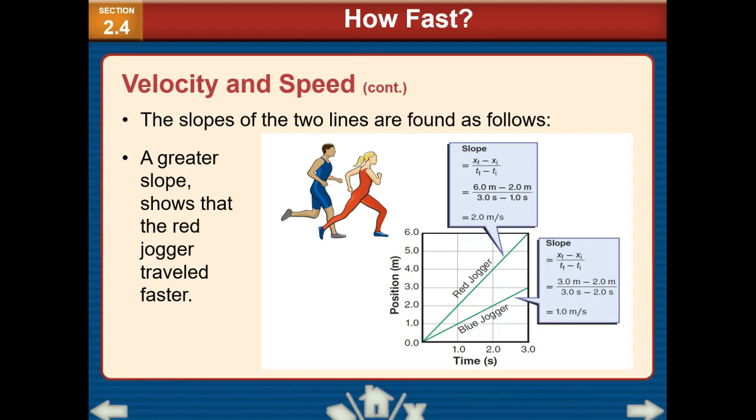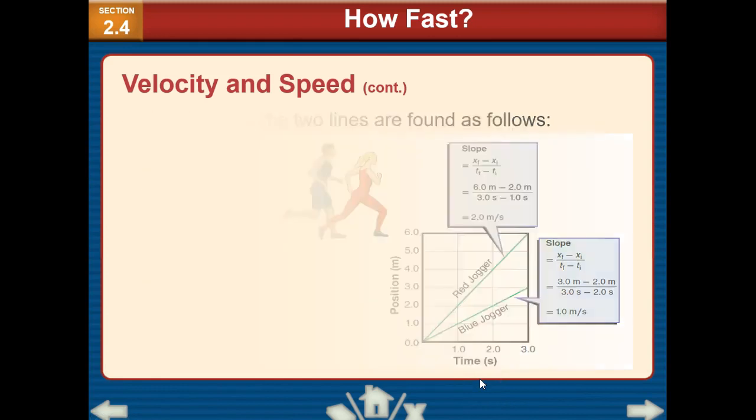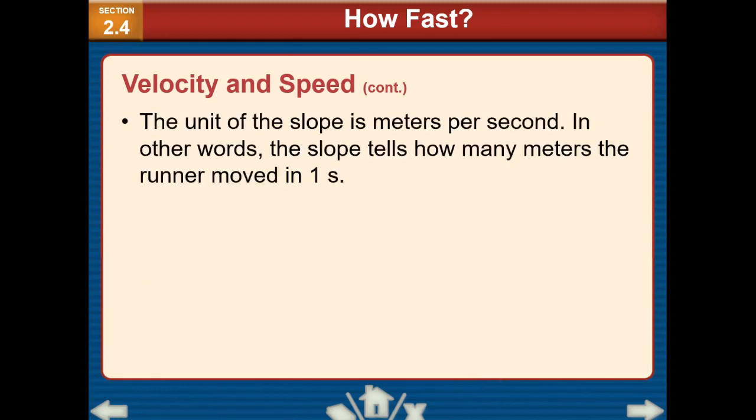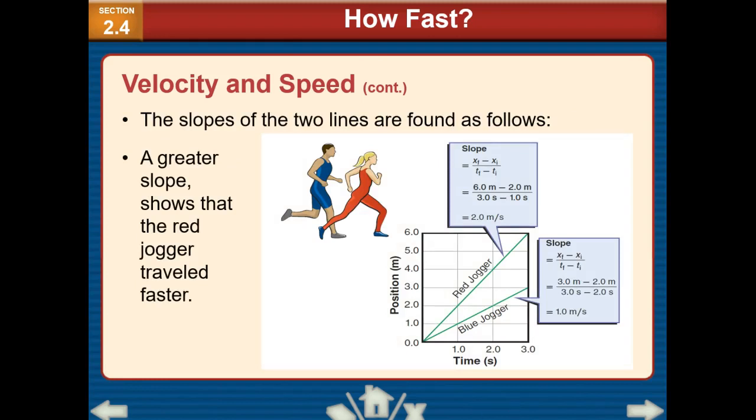Okay. So this one they picked 2 different points. When you start from the origin, you can just take the origin point. Okay. So the unit for slope is meters per second. Tells you how many meters the runner covered every second. So if you look at this graph here, rise is in meters, run is in seconds. Meters per second is your velocity.